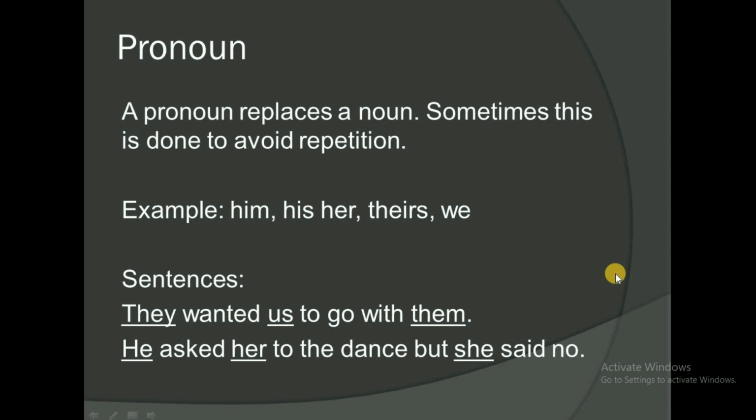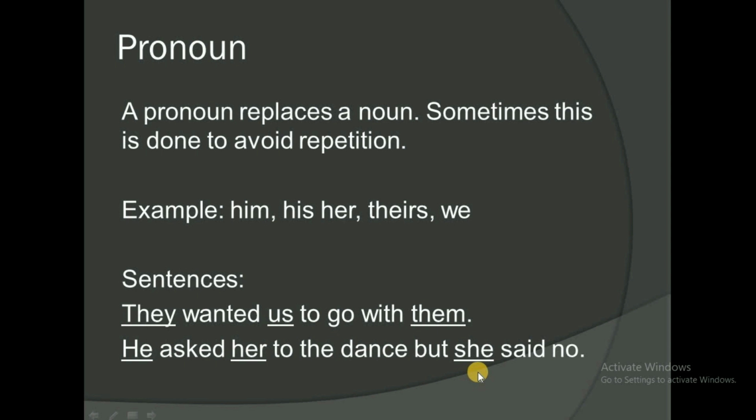We can see some more examples here. Him, his, her, theirs, we. There should be a comma in here. I made this PPT last year. These sentences, we can see we often have many pronouns in a sentence. Several pronouns in a sentence. We've got 3 here and 3 here. If we look at the second one, he asked her to the dance, but she said no.